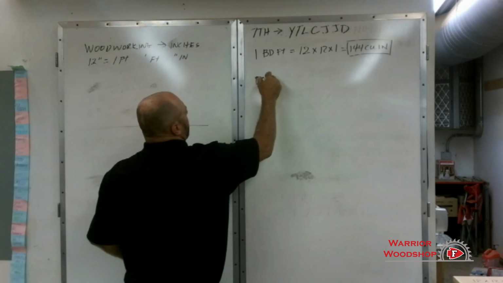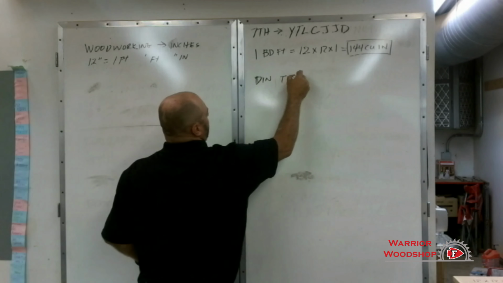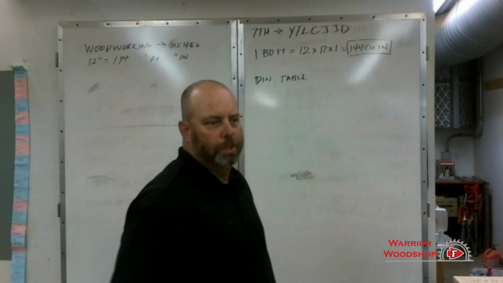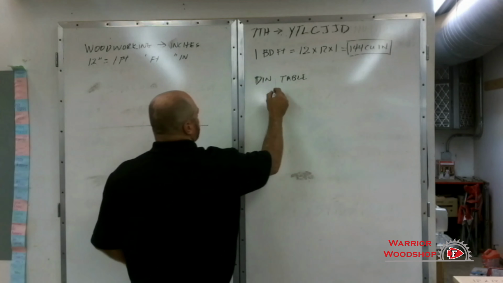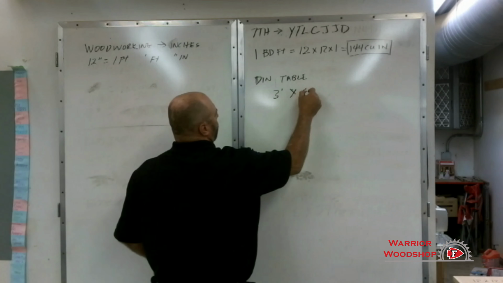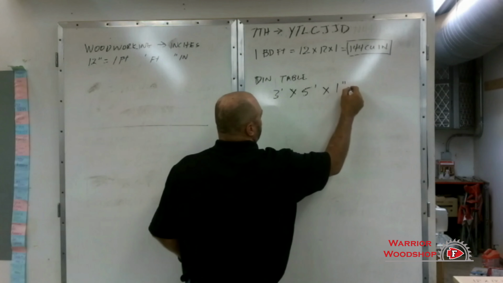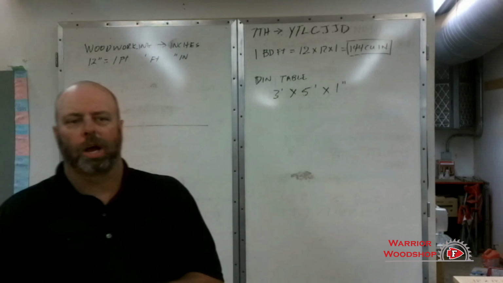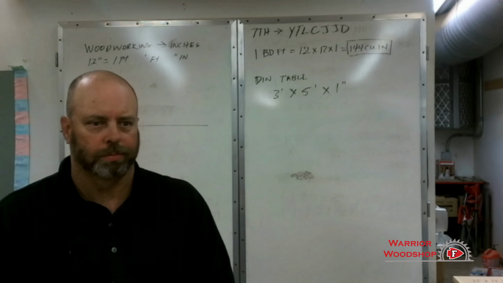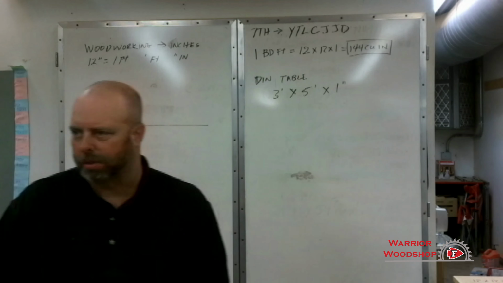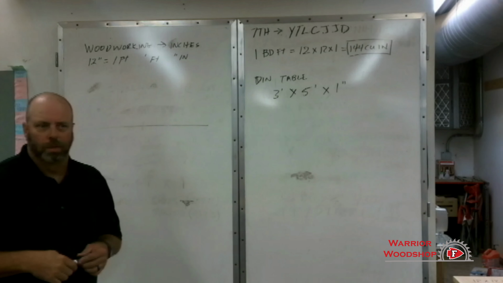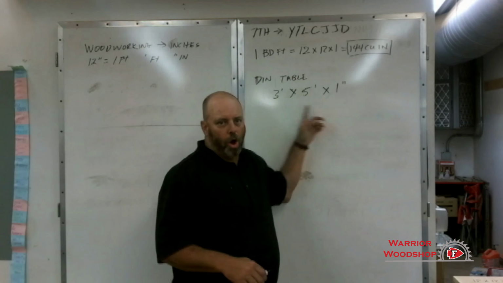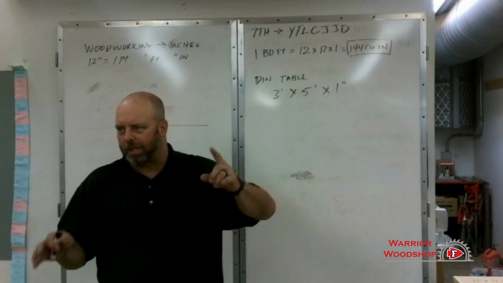An apartment dining table is a lot of times the same size as these front workbenches. That is 3 foot by 5 foot by 1 inch thick. Does anybody see a mathematical problem to do this answer? What's the mathematical problem that we're going to run into? So, all of our units have to be the same increment.